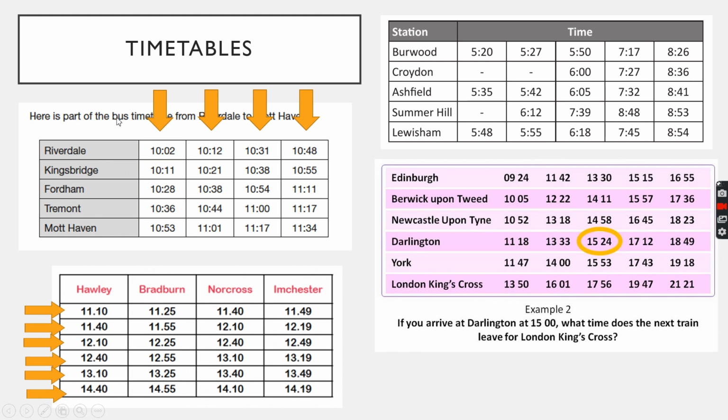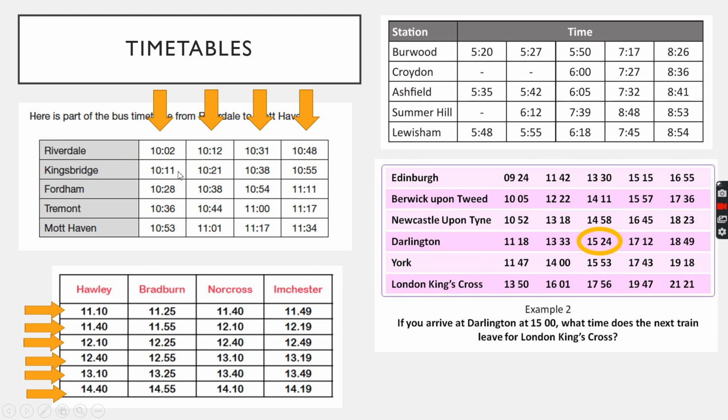So as you'll notice, this is a bus timetable, and we've got different places the bus visits along the side and the times in which they arrive there. So if we just look at the first row, just look at Riverdale, we can see that there is a bus that arrives at Riverdale at 2 minutes past 10, and then again at 12 minutes past 10, and so on. Same with Knightsbridge and things like that.